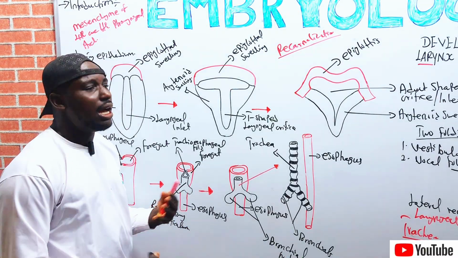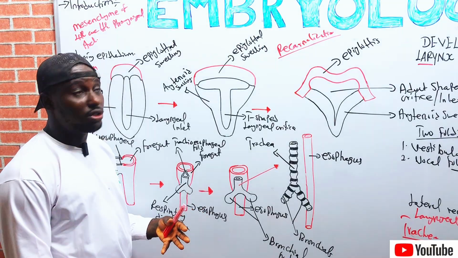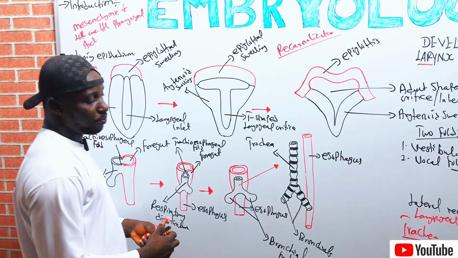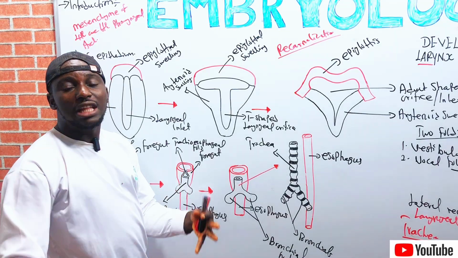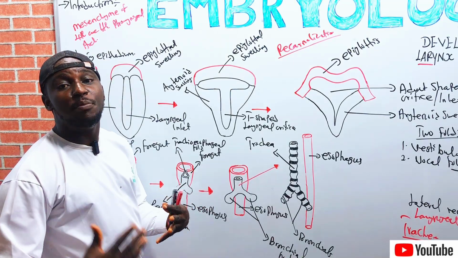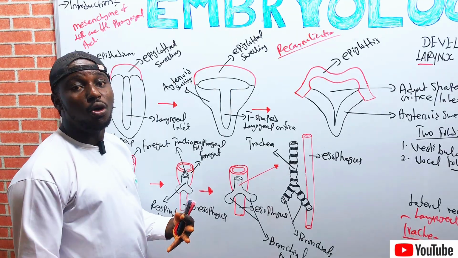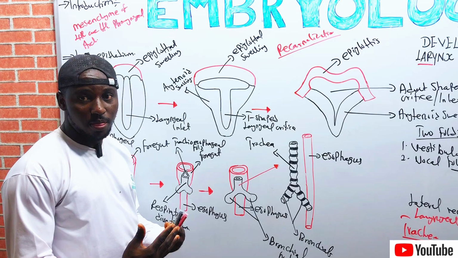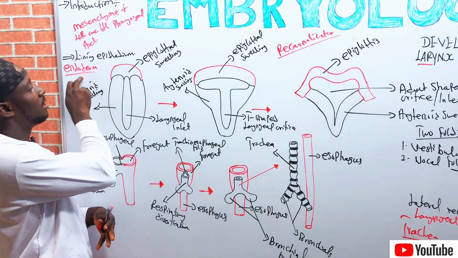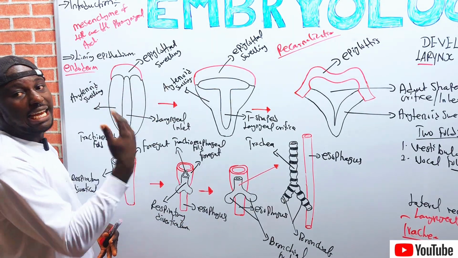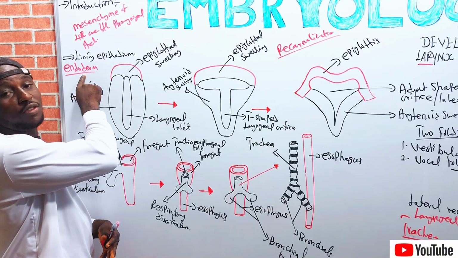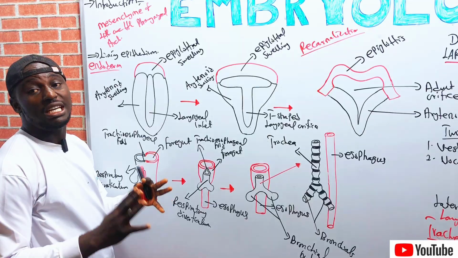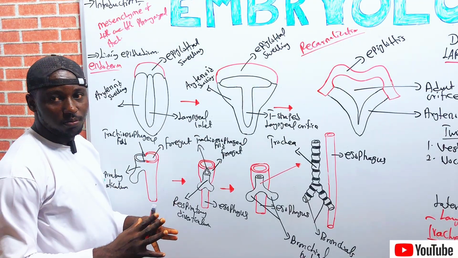Tracheoesophageal fistula, I will still explain it when I get to the clinical correlation of the development of the larynx and also the trachea. So, recall that the endoderm, or the lining epithelium of the trachea, is formed by the endoderm of the laryngotracheal diverticulum. Same thing as that of the larynx. That is how it is formed, right?